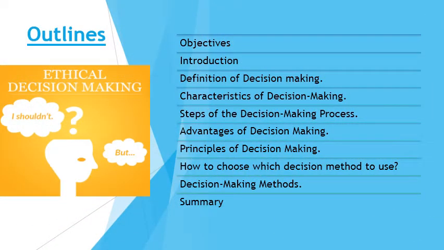Outlines: Objectives, Introduction, Definition of Decision Making, Characteristics of Decision Making, Steps of the Decision Making Process, Advantages of Decision Making, Principles of Decision Making, How to choose which decision method to use, Decision Making Methods, Summary.